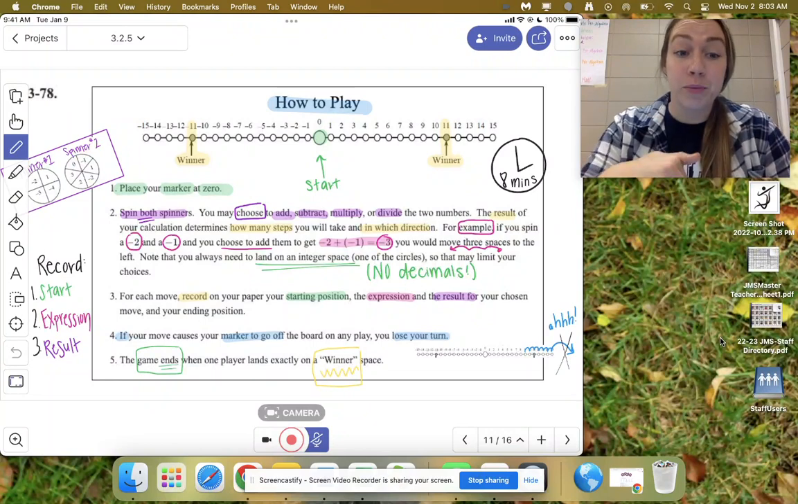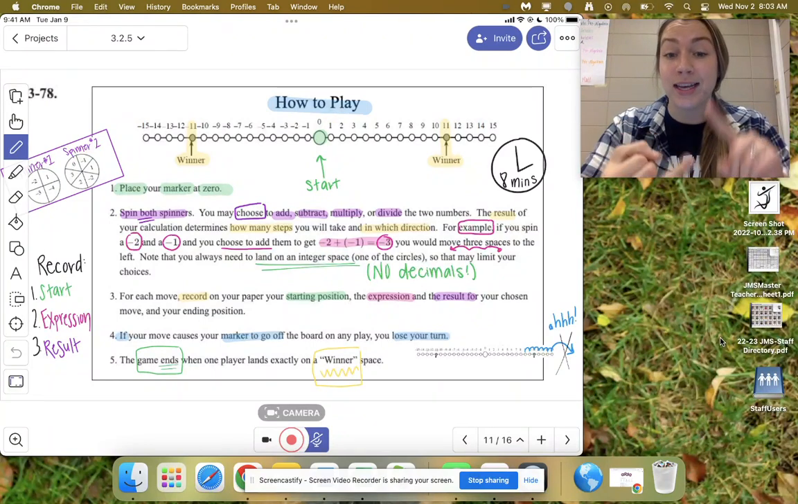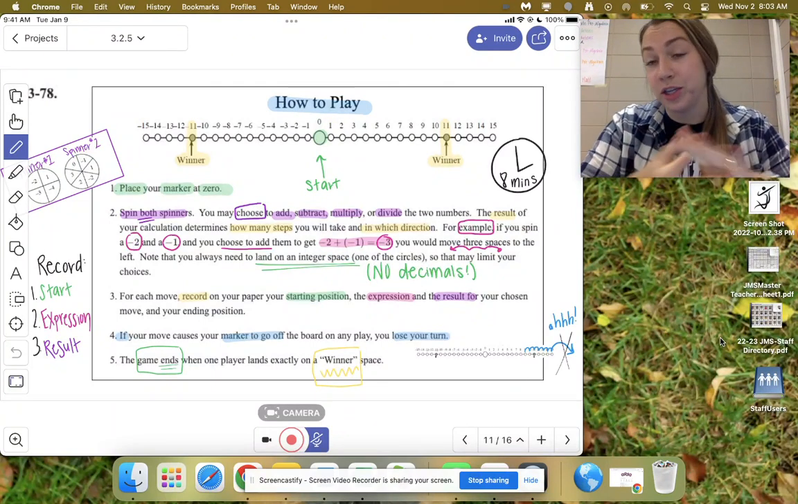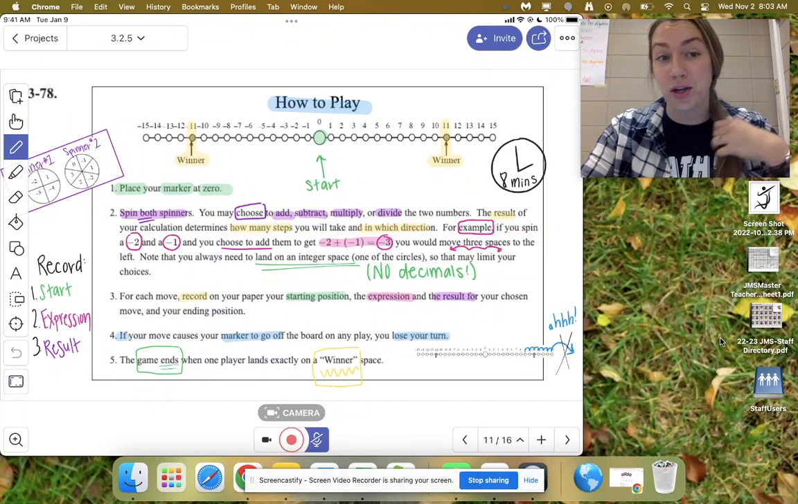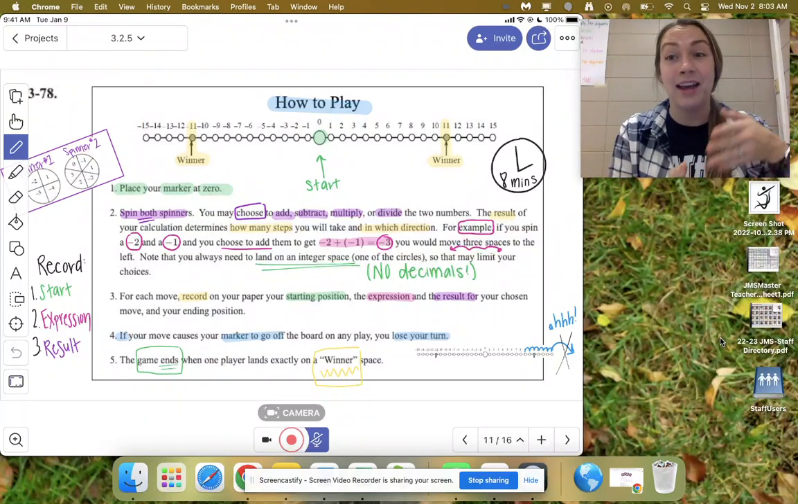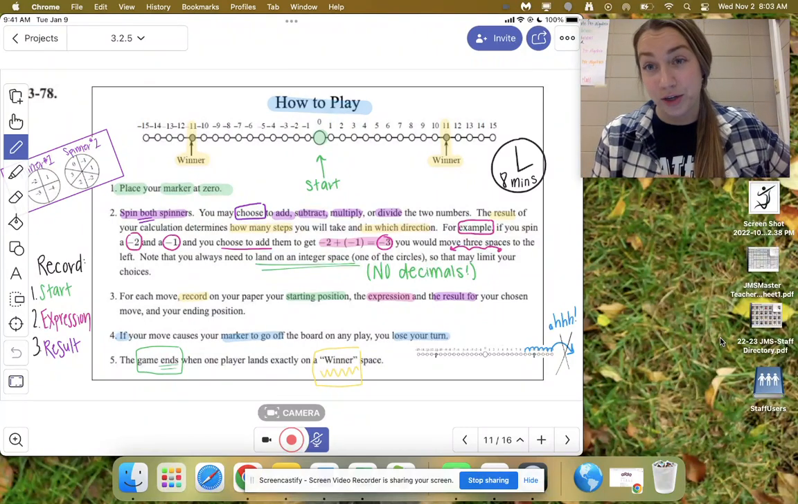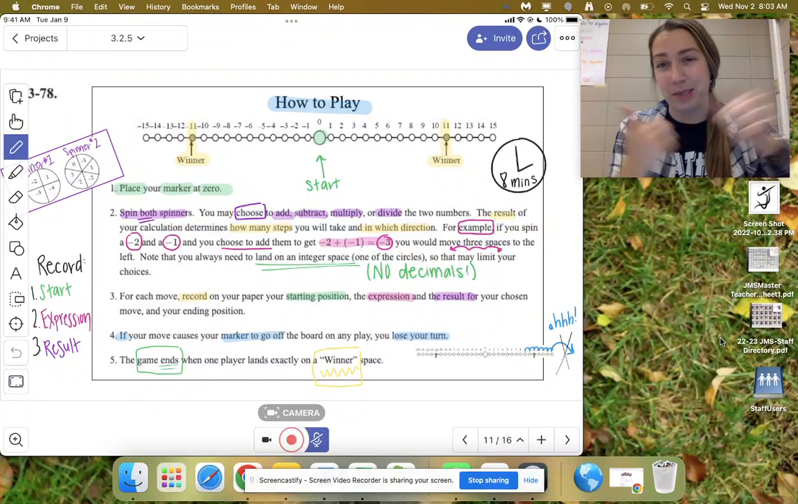For each move, you're going to record on your paper where you start, the expression, and the result, which is your ending position. If your move causes your marker to go off the board, then you lose your turn. Like I said, if you go to -15, you don't want to go past that. Otherwise, you're going to lose your turn, and then you have to do the expression and go in the other direction.